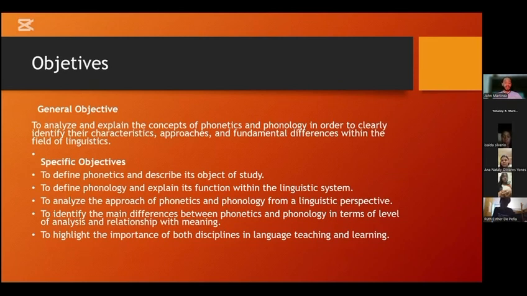Specific objectives: first of all, to define phonetics and describe its object of study. To define phonology and explain its function within the linguistic system. To analyze the approach of phonetics and phonology from a linguistic perspective. To identify the main differences between phonetics and phonology in terms of level of analysis and relationship with meaning. And finally, to highlight the importance of both disciplines in language teaching and learning.